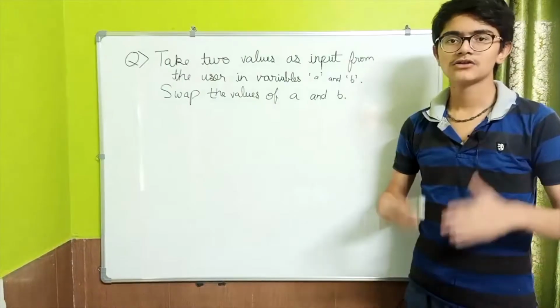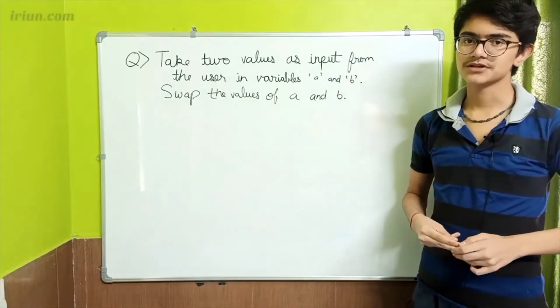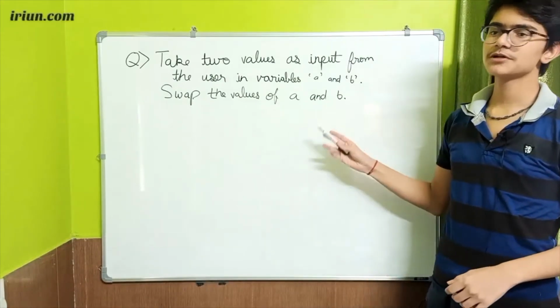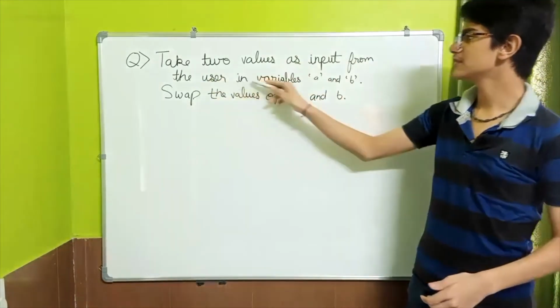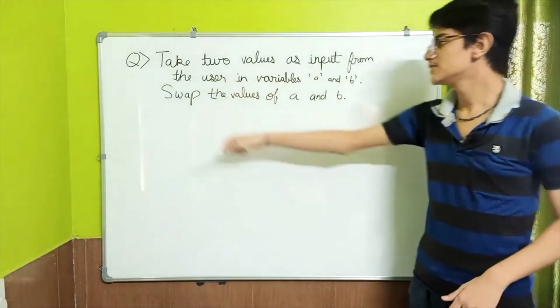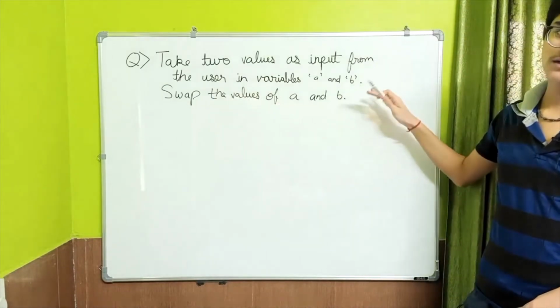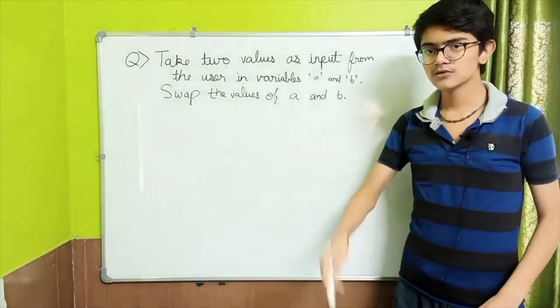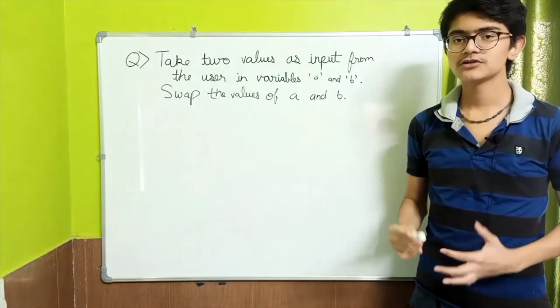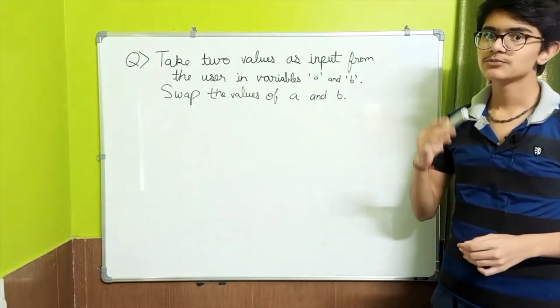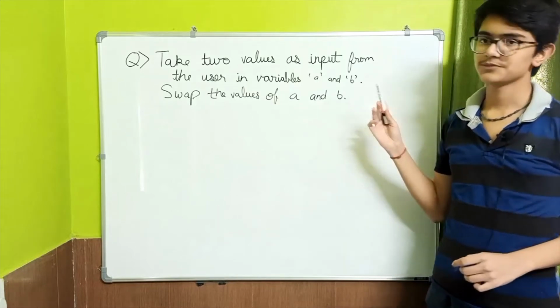So guys, let us solve a problem statement. Here I am having the problem statement. Take two values as input from the user in variables A and B. Swap the values of A and B. Now in the beginning, guys, I told you to read the problem statement multiple times so that you understand it clearly. So pause the video and read the problem statement.